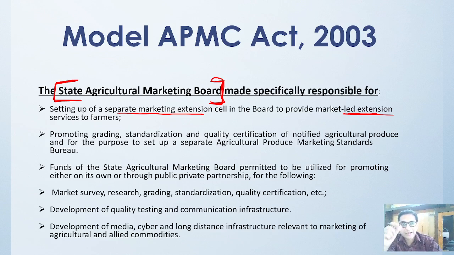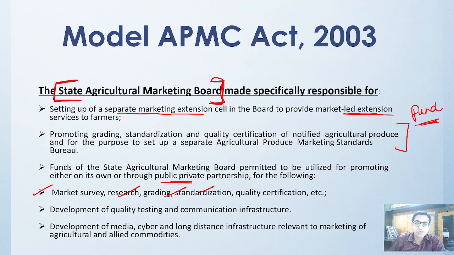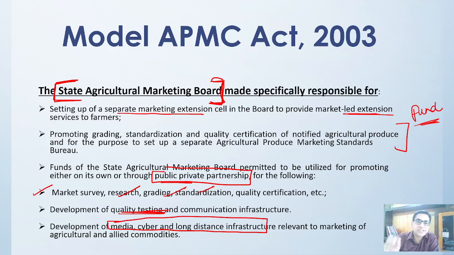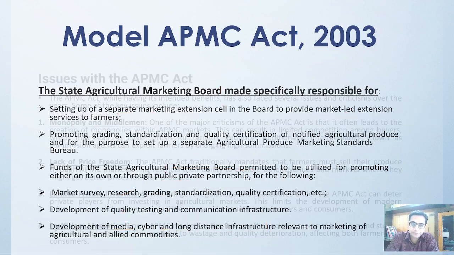They can promote grading, standardization, quality, all these things. They can utilize the fund for creation of these activities. Okay, so they can utilize the fund for promotion, and they can also take the help of public private partnership in market survey, research, grading, standards, like quality testing facilities. Then use of media, cyber, and long distance infrastructure can also be utilized under the Model APMC Act. So the state agriculture marketing board has been given these special responsibilities.